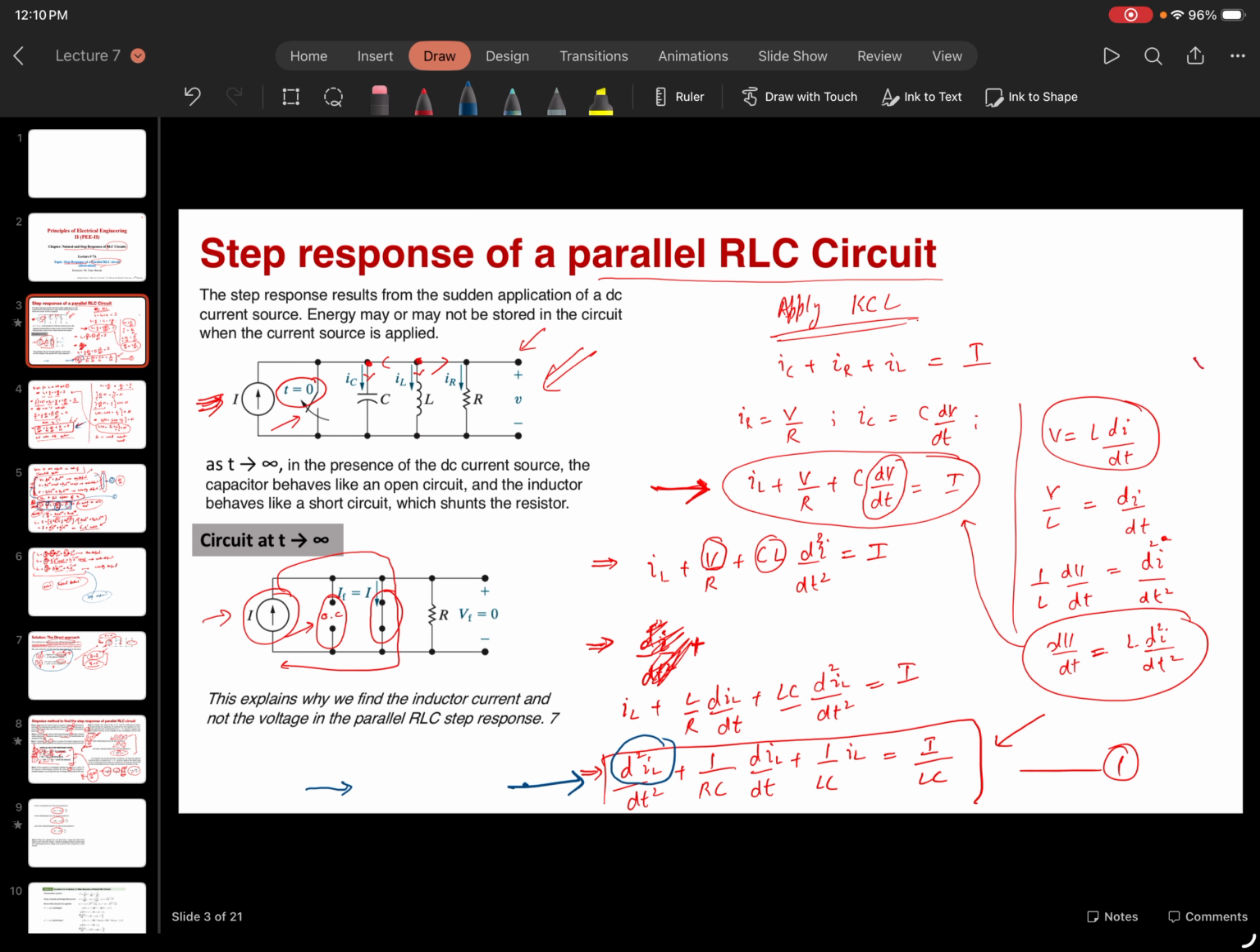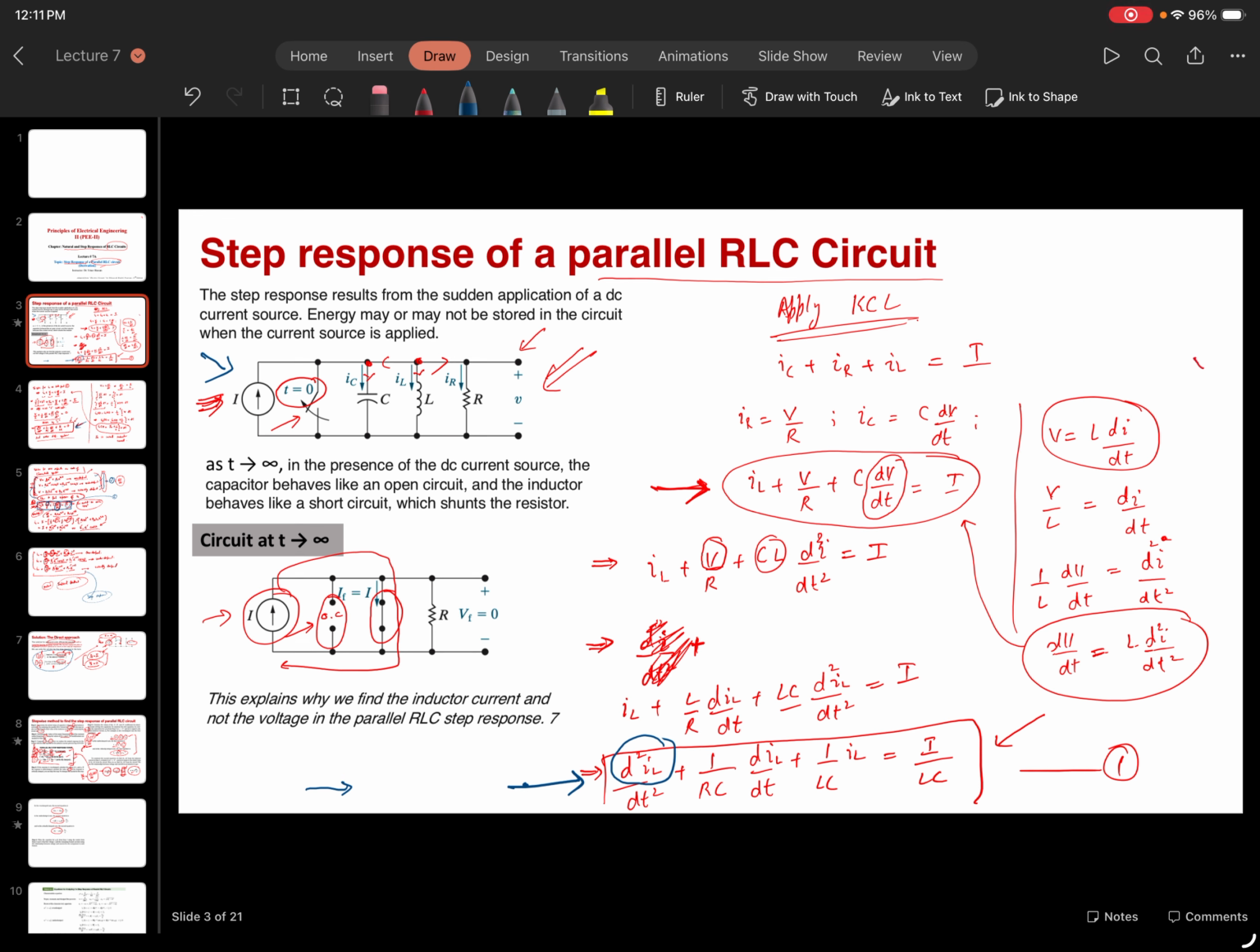Again, very briefly, here's a parallel RLC circuit and the step response. In the step response, we bring in a DC current source in the circuit. So in order to solve that, this is going to come out to be a second order circuit and a second order differential equation.